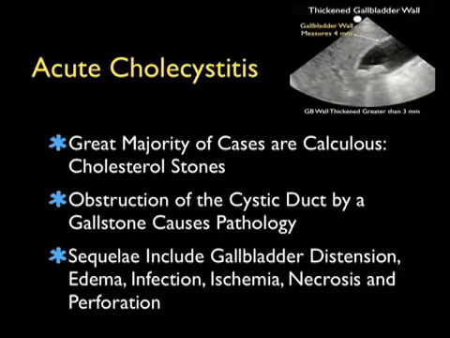Acute cholecystitis is usually caused by obstruction of the cystic duct by a gallstone resulting in pathology, and the list of sequelae includes gallbladder distension, gallbladder edema, infection or acute cholecystitis, ischemia of the gallbladder wall resulting in necrosis, and perforation of the actual gallbladder.